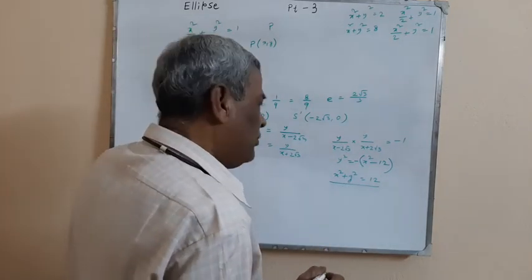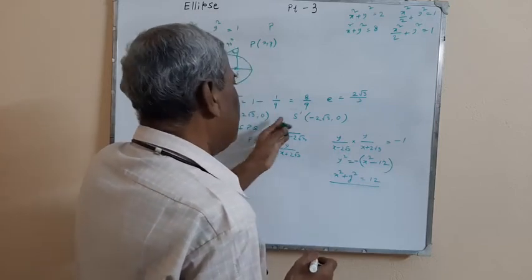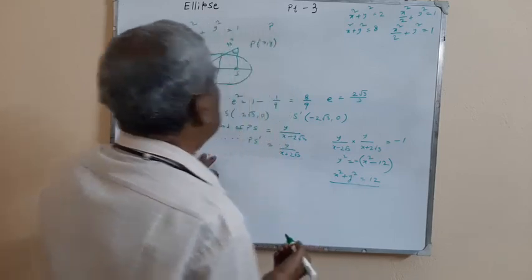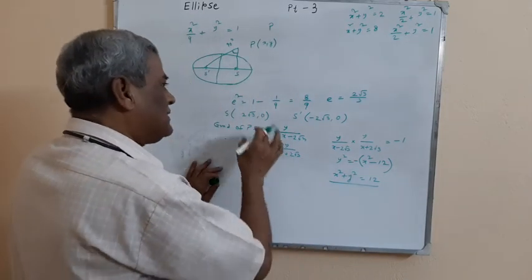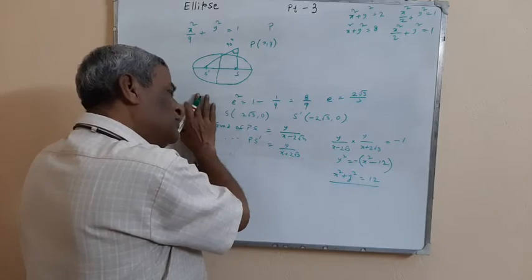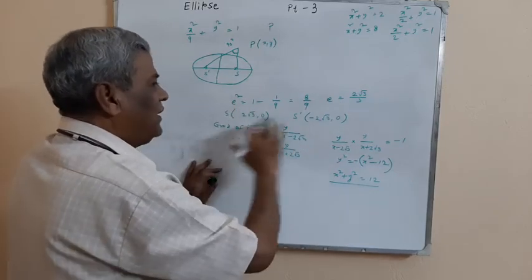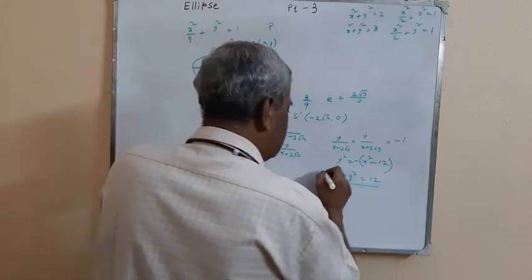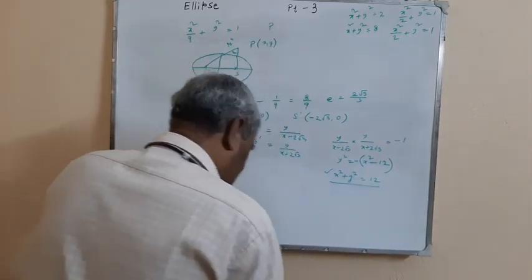I think the answer will be x square plus y square is equal to 8. Or it may so happen that in calculation, some mistake is done. Maybe. So for that purpose, you simply check the calculation. Otherwise, the answer is that. Next question.